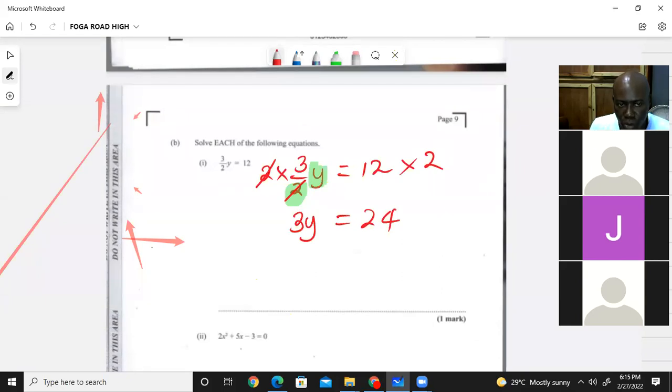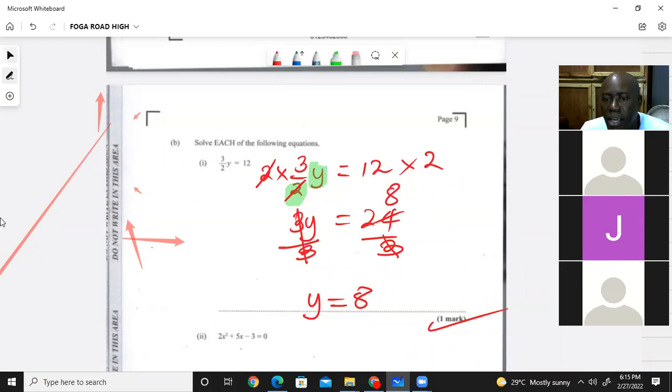Then we'll divide by 3, divide by 3. 3 cancels itself on the left side, but over the right side, 3 into 24, 8. Therefore, y is equal to 8. 1 single mark for that. So this is just a simple thing. They're saying everybody knows this.